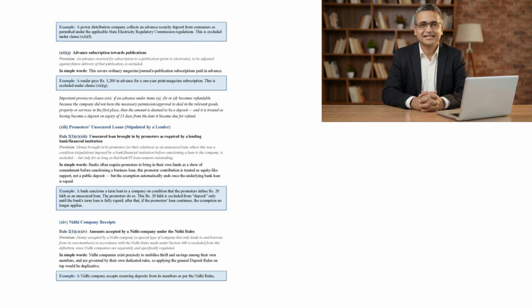Quick revision. Let's revise. Advance subscription for publications, not a deposit. Promoter's unsecured loan required by a bank, not a deposit, but only while the bank loan remains outstanding. Amounts accepted by a Nidhi company under the Nidhi rules, not a deposit. And never forget today's examination trap. If certain business advances become refundable because the company lacked the required permission and are not refunded within 15 days, they are deemed to be deposits.